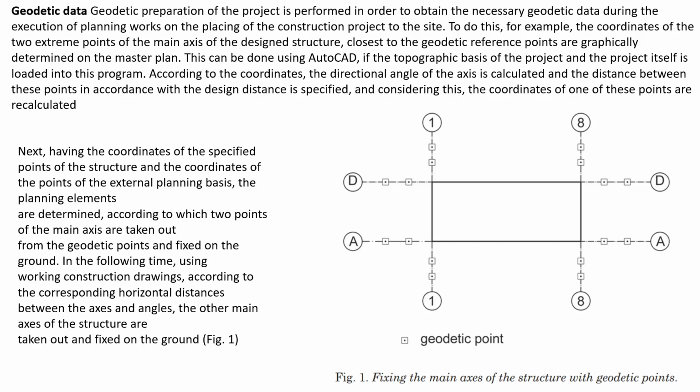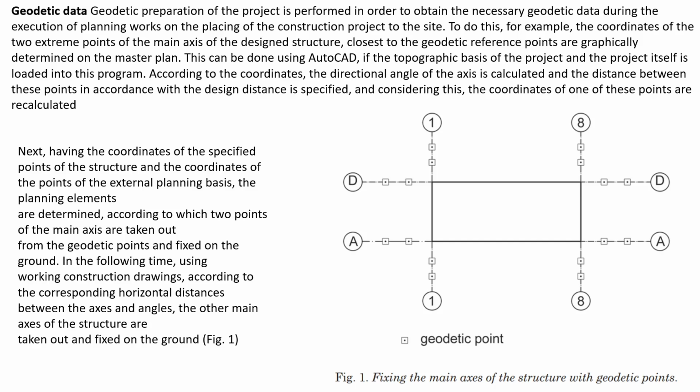Next, having the coordinates of the specified points of the structure and the coordinates of the points of the external planning basis, the planning elements are determined, according to which two points of the main axis are taken out from the geodetic points and fixed on the ground. Subsequently, using working construction drawings, according to the corresponding horizontal distances between the axes and angles, the other main axes of the structure are taken out and fixed on the ground.